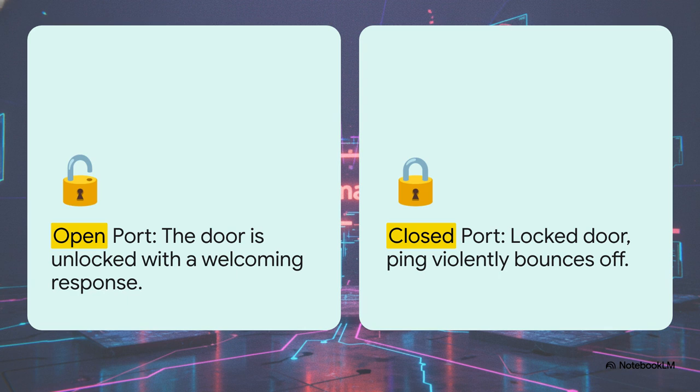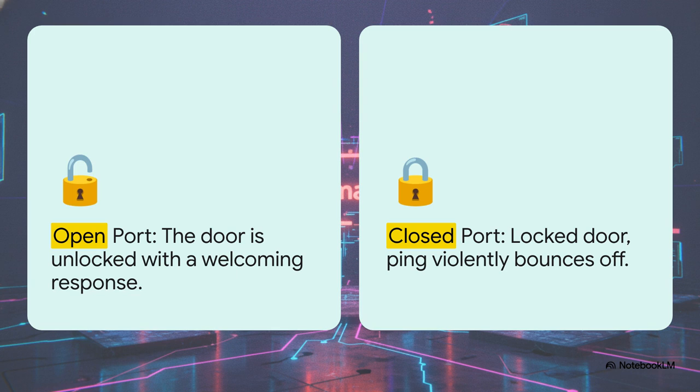Think of a computer on a network, kind of like a massive house with 65,535 different doors and windows. Yeah, that many. These are called ports. Each port is designated for a specific type of traffic, like web browsing, emails, or file transfers.